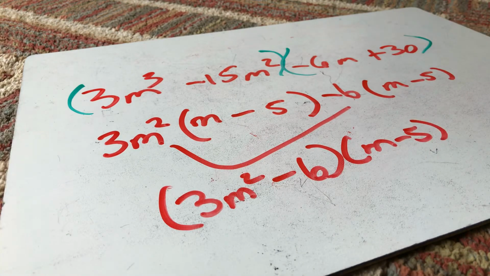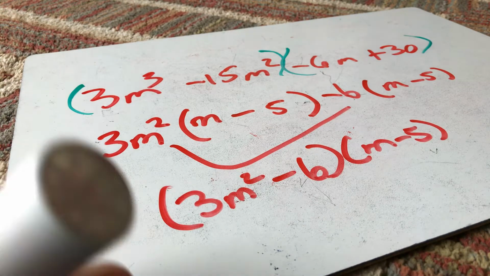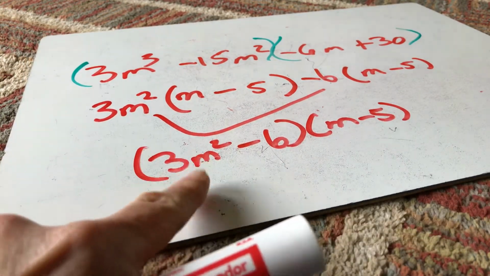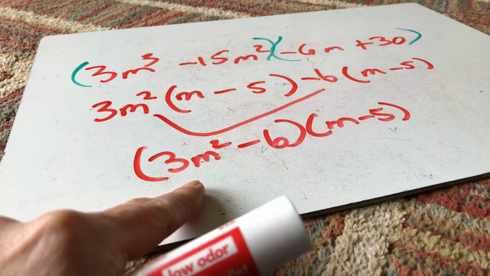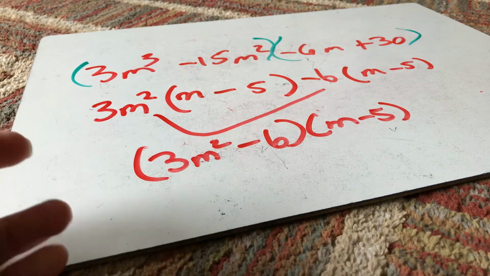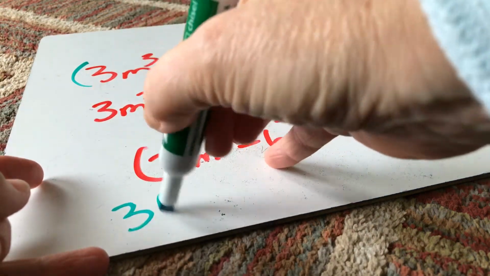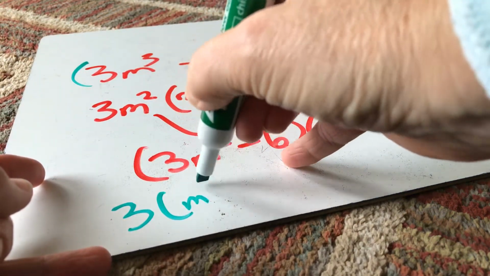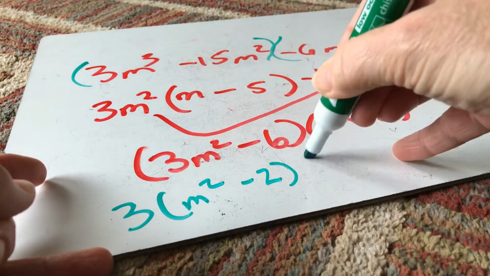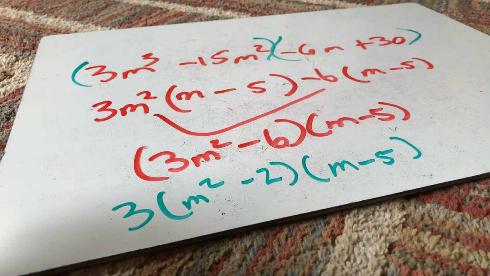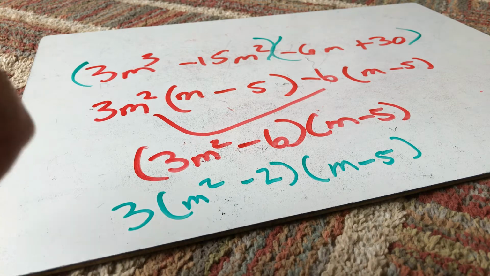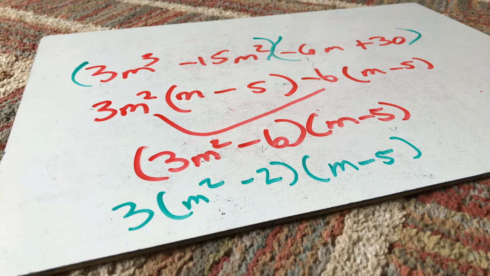But you have to keep asking, can I keep factoring? Is there anything I can still do? And when I look at this, there is still a common factor for the 3m squared and the negative 6. You can take out a 3 and be left with m squared minus 2 and m minus 5. And then that's what your answer would be. That is factored form, factored completely.